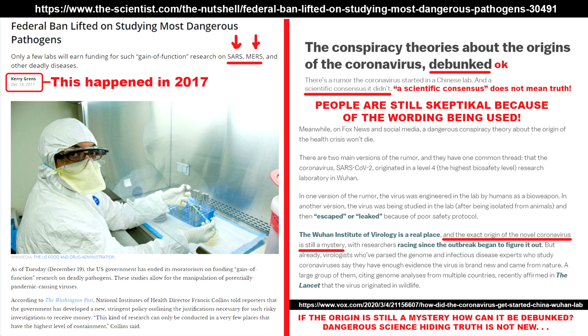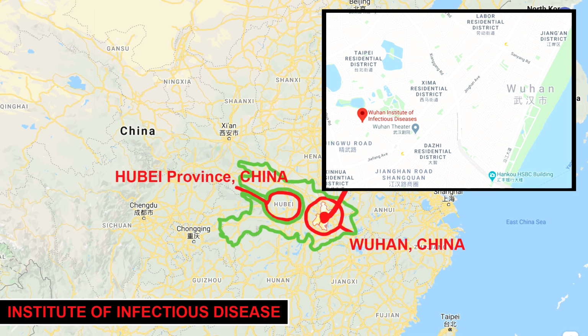There are two main versions of the rumor, and they have one common thread: that the coronavirus, SARS coronavirus type 2, originated in a level 4, which is the highest biosafety level, research laboratory in Wuhan. And I have another picture here on the screen, which is where the Institute of Infectious Disease in Wuhan is actually located. So it could be a coincidence, it could not be. I leave a little room for both sides.